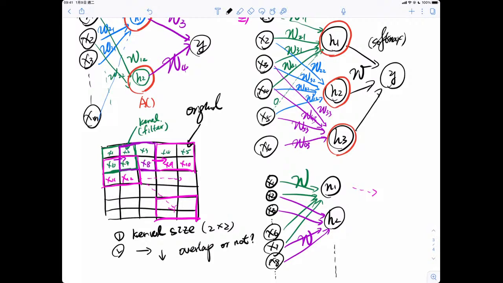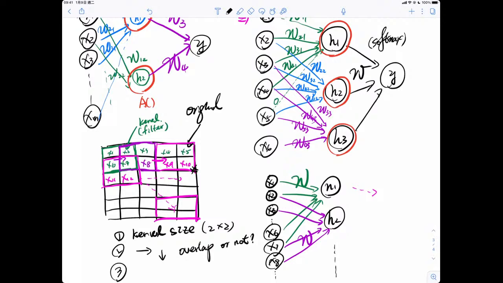And of course, when you get to 4, 5, 9, and 10, the next row can start from X6 or start from X11. It depends on your decision, on what kind of local information you would like to extract from the original layer. So I have to decide these things.